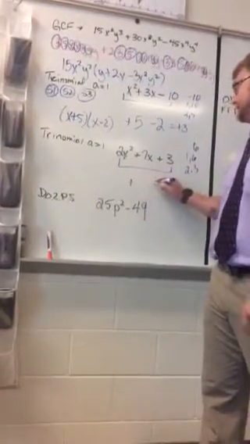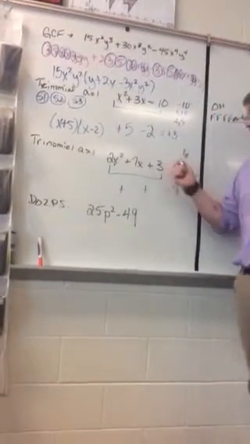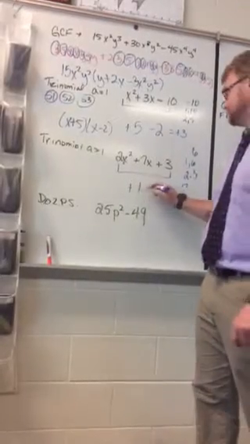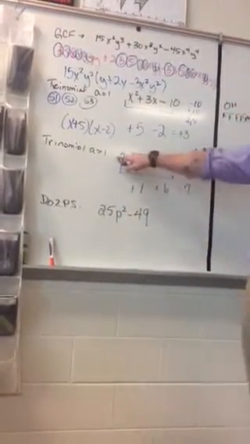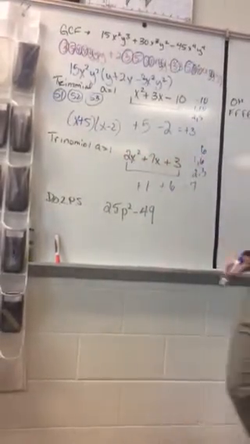Both factors are going to be positive, and they have to add to be 7. Which one of these two will add to be 7? 1 and 6. Okay? Now, my coefficient is not 1, so I have to do something else.